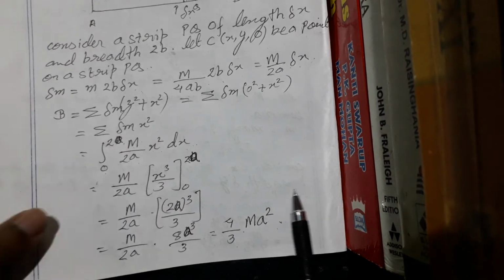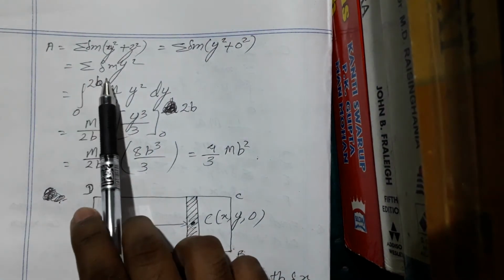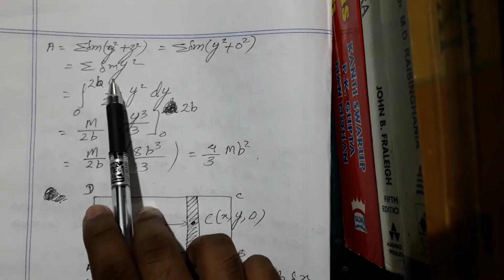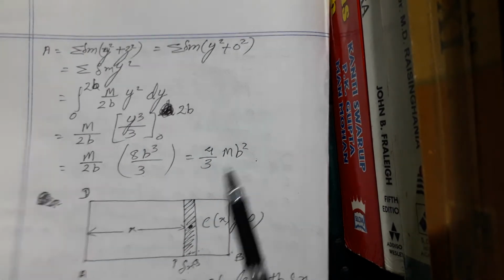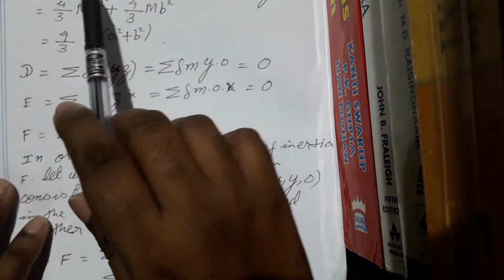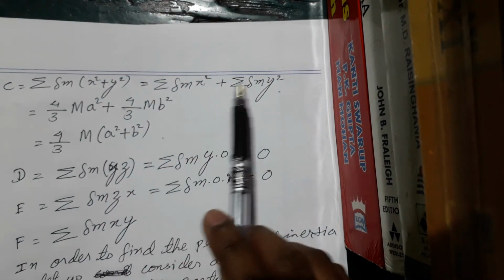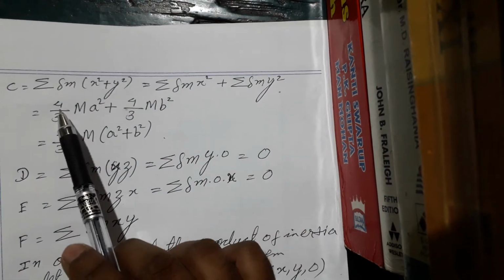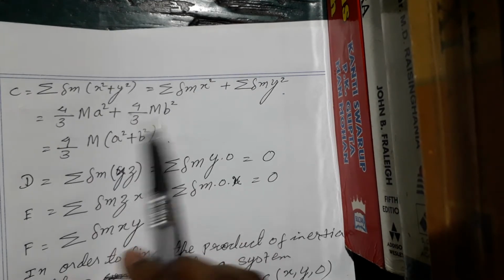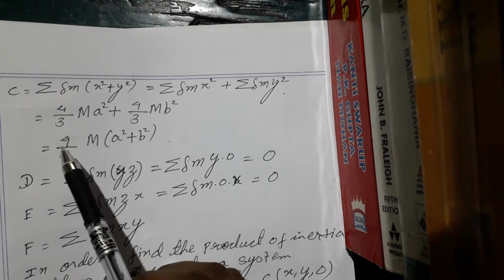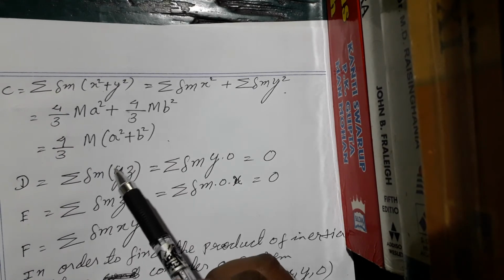So we're going to put this value, and for summation delta m y squared, we are going to put this value also. Summation delta m y squared is nothing but 4 by 3 m b squared. We put these two values here, and we get 4 by 3 m a squared plus 4 by 3 m b squared. If we take common, we get 4 by 3 m (a squared plus b squared), which is nothing but the moment of inertia about the z-axis.